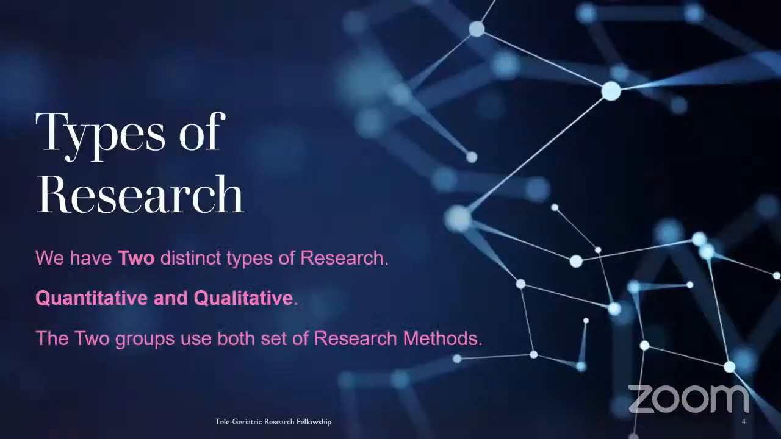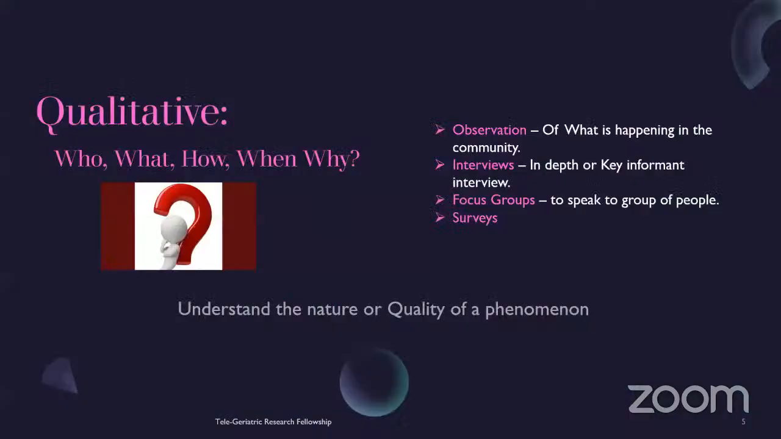The types of research, to make it easy for us, we have differentiated into two distinct types: quantitative and qualitative. The two groups use both sets of research methods, and they do overlap, but there is a little difference. Let's see the difference. What is qualitative research? We are going to talk about who, what, how, when, and why this is happening, just to understand the nature or quality of a phenomenon, like why did this phenomenon happen? When did this phenomenon happen?